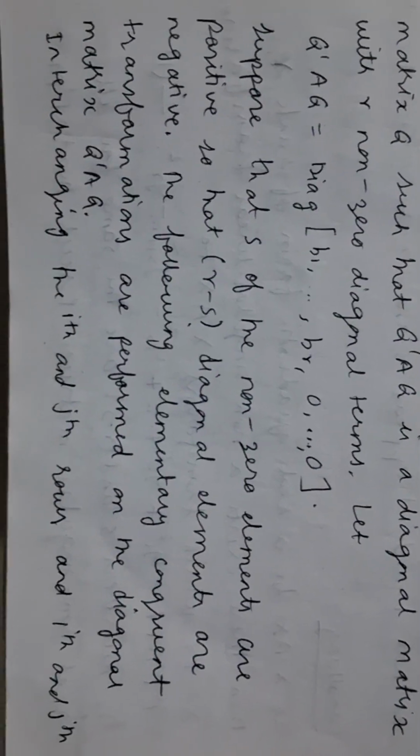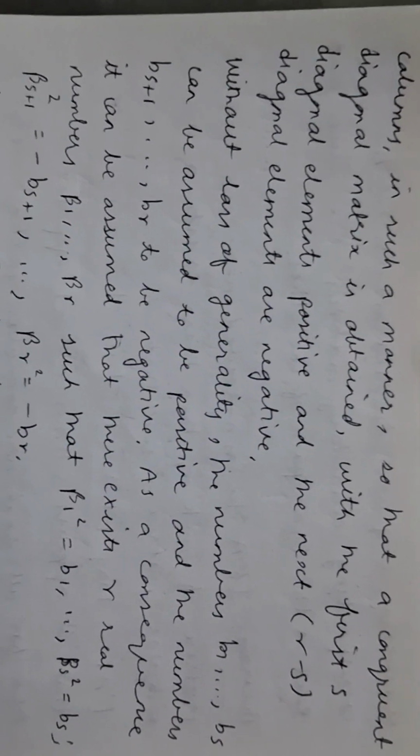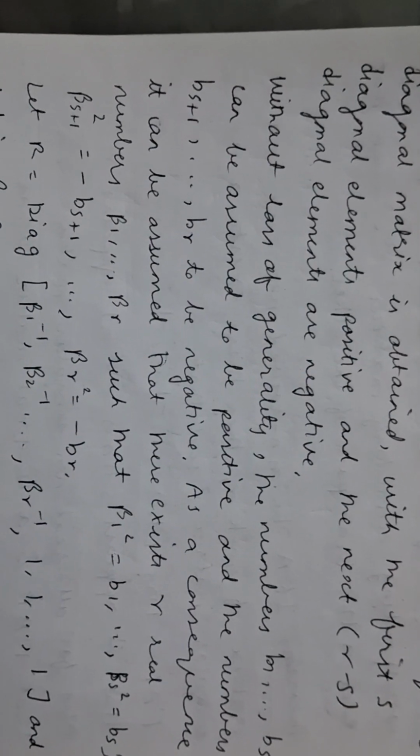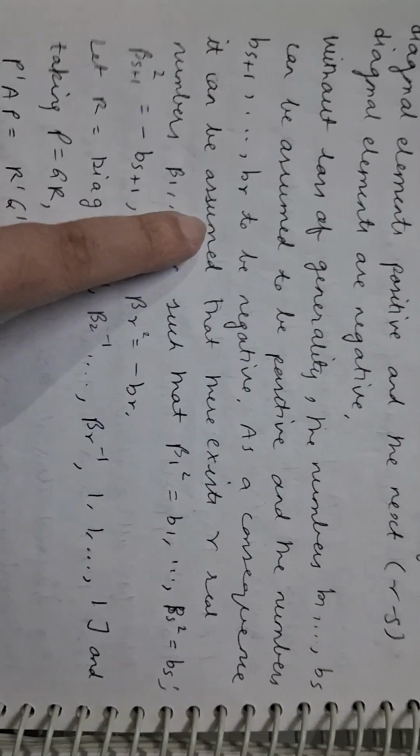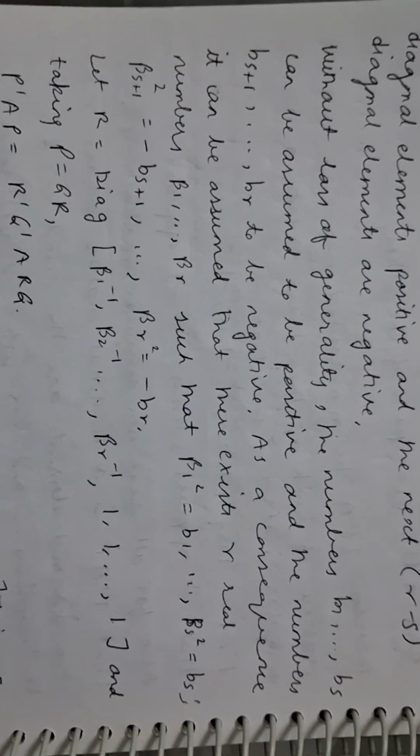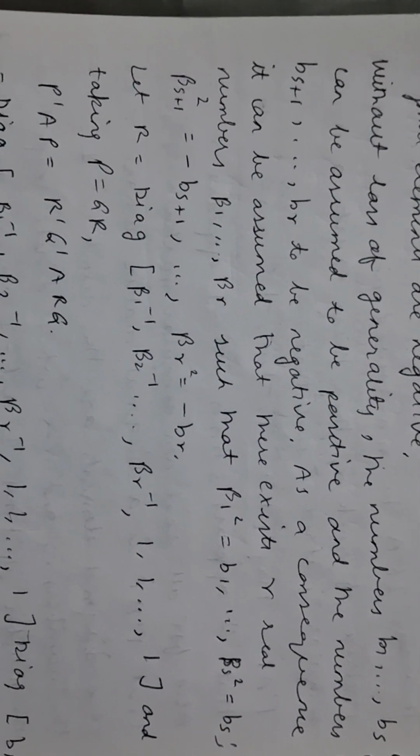interchanging the ith and jth rows and the ith and jth columns in such a manner that the congruent diagonal matrix is obtained with the first S diagonal elements positive and the next R minus S diagonal elements negative. Now we can state without loss of generality that the numbers we have assumed, B1 up till BS, can be assumed to be positive and the numbers BS plus 1 up till BR to be negative.